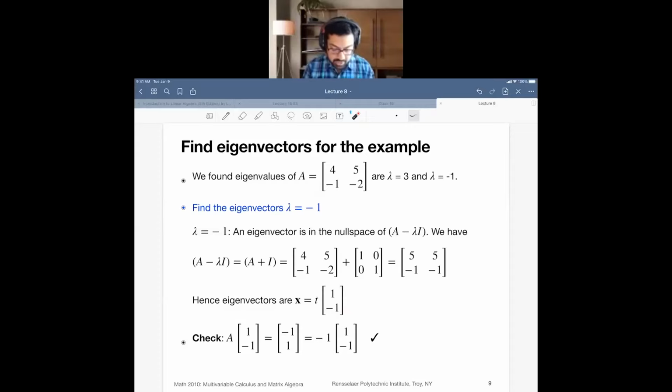And you can check this. Plug in the A matrix, use T as 1, and choose the X over here, and check whether it gives you back negative x, right? Because lambda is negative 1. So A times 1 and negative 1 would give you negative 1 and 1. You can check that with A as this, and it will give you negative 1 times the same eigenvector here. So for both lambda equals 3 and lambda equals negative 1, you were able to find the corresponding eigenvectors. In this case, there are many eigenvectors for each choice of eigenvalue.